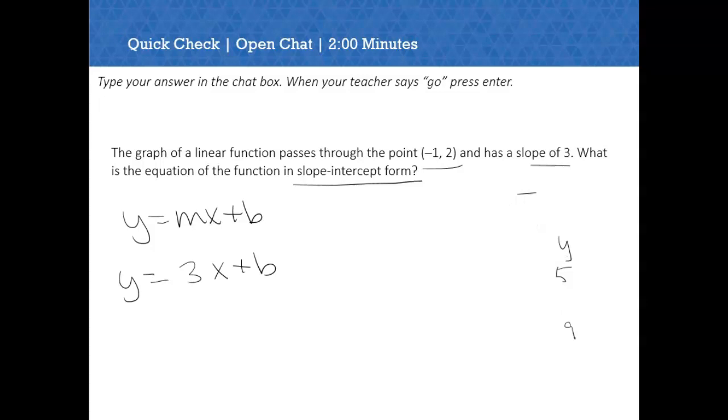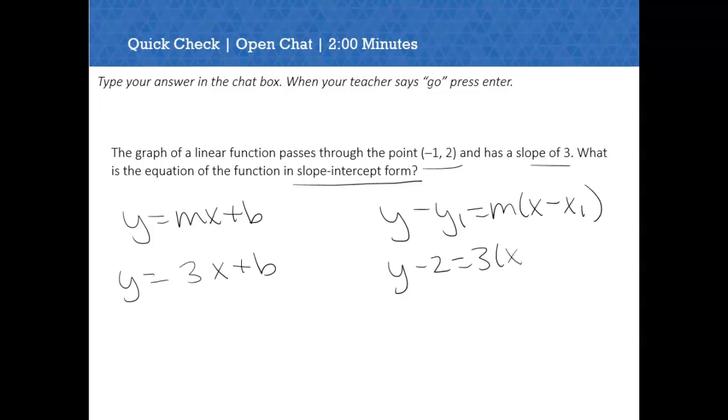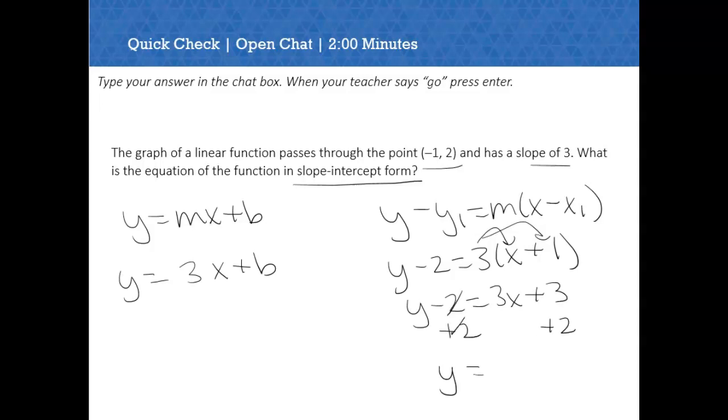So what we can do is solve for b. We can plug in this -1, 2. We can do a couple things. We could also use our point slope form. So y minus 2 equals 3 times x plus 1. So let's just do that. Let's distribute. Remember, we always get rid of the parentheses. Rearrange, move the 2. y equals 3x plus 5. That's slope-intercept form.